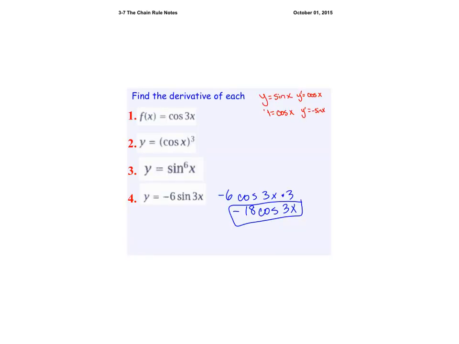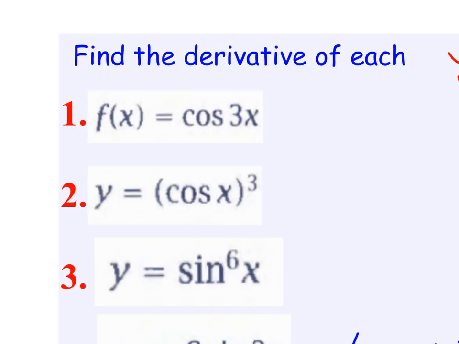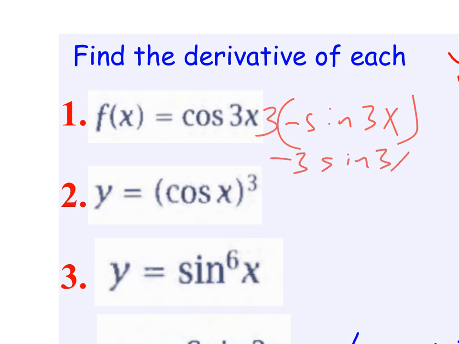Alrighty, so I'll go ahead and try these out right here. Pause the video and give it a try. Alright, the derivative of cosine is negative sine of 3x. And then we multiply by the derivative of the inside, which is just 3. So negative 3 sine of 3x.